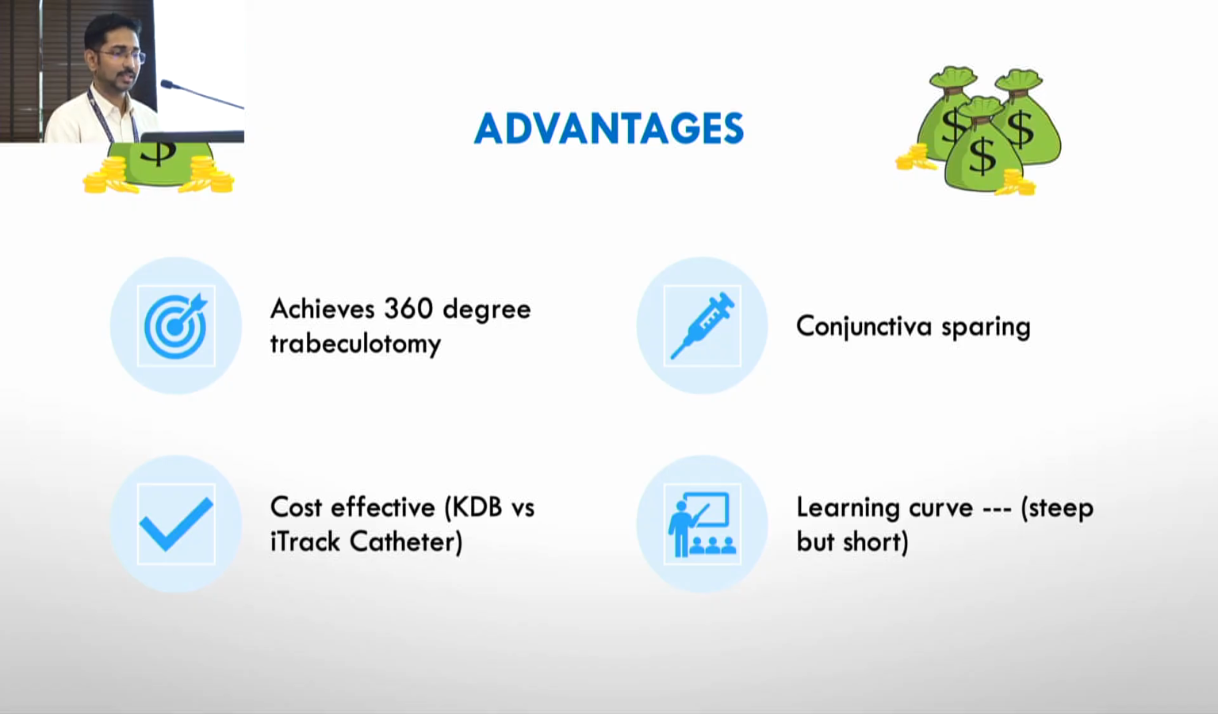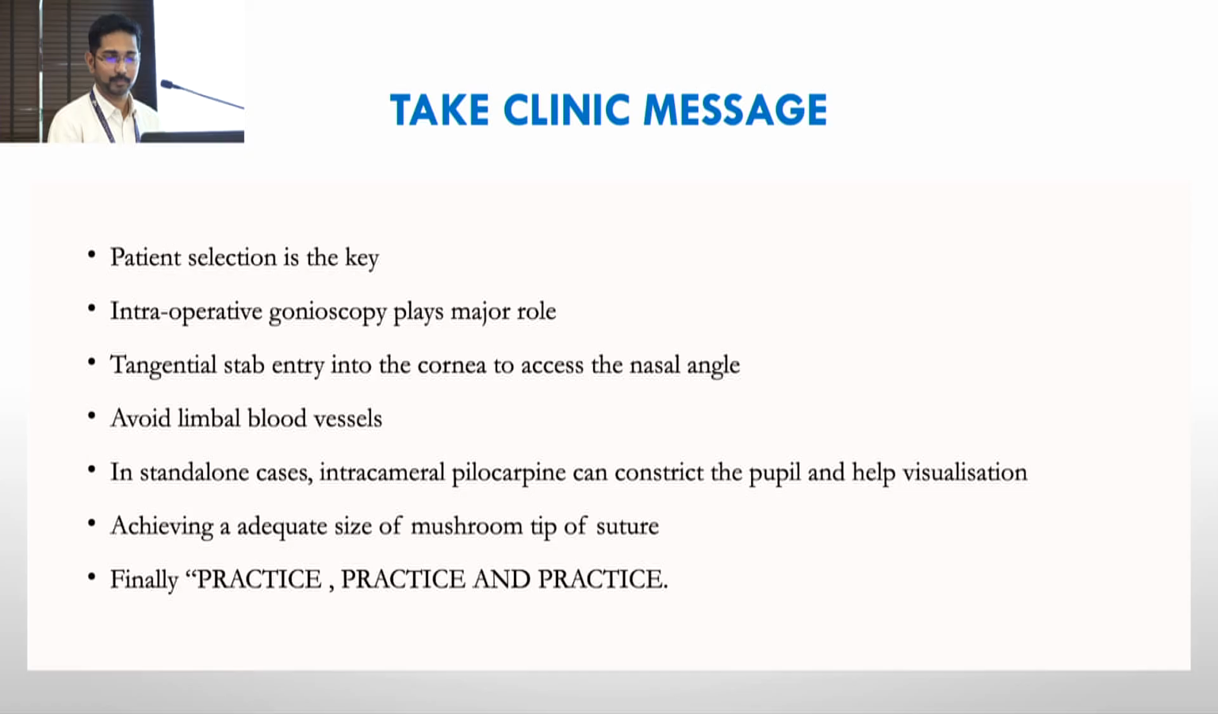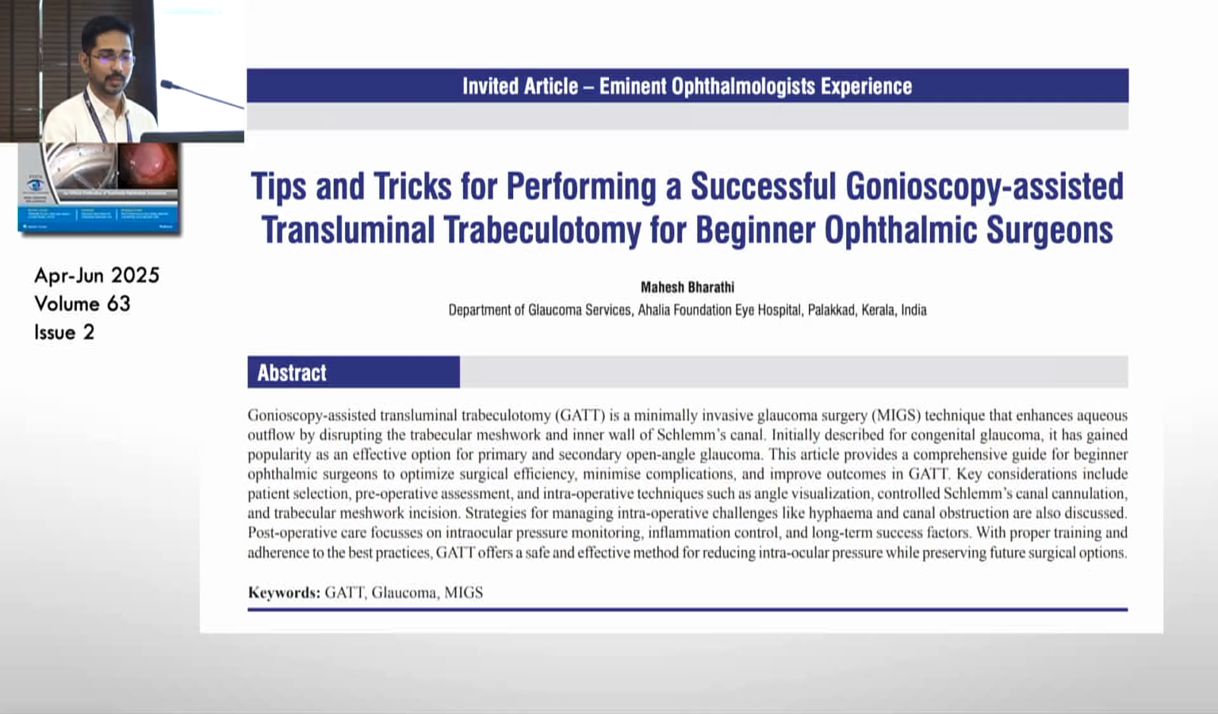So the advantages: it achieves a 360-degree trabeculotomy. It's very cost effective as compared to any other MIGS procedures that we have at present. It's conjunctiva sparing. The learning curve is there; it's steep, but it's short. The take-home message would be that patient selection is the key. Intra-op gonioscopy plays a major role. Avoid limbal blood vessels. Use a tangential stab entry into the cornea to access the nasal angle. And finally, practice, practice, and practice.